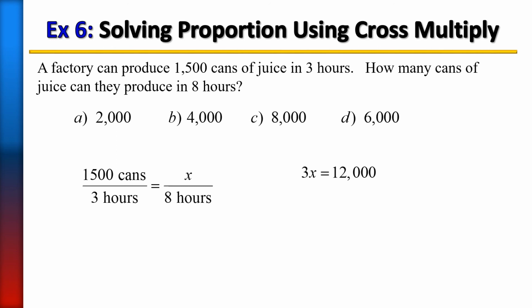What's my next step to solving this? Yes, that is correct. I must divide by 3, and whatever you do to one side, you do to the other, and x equals, you got it, 4,000, which is choice B. There you have it, proportion.